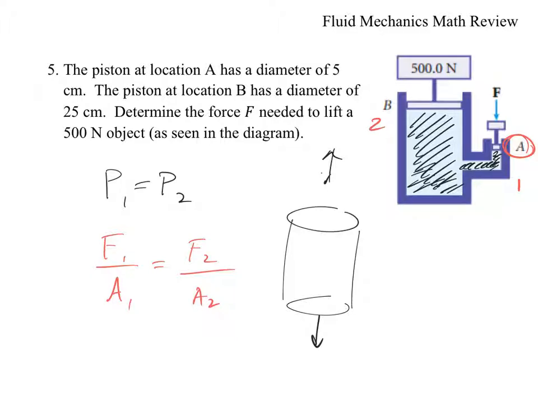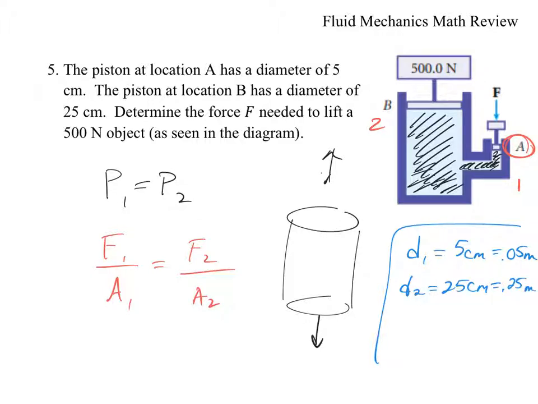The piston at location A has a diameter of 5 centimeters. So already on the side, let me list my givens over here. The diameter at location 1 is 5 centimeters, or 0.05 meters. That's, again, the diameter over here. Is it the area? No, it's not the area, it's the diameter. Next, we're told that the piston at the second location has a diameter of 25 centimeters, or simply a quarter of a meter.